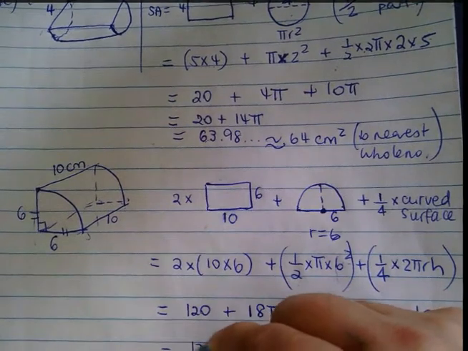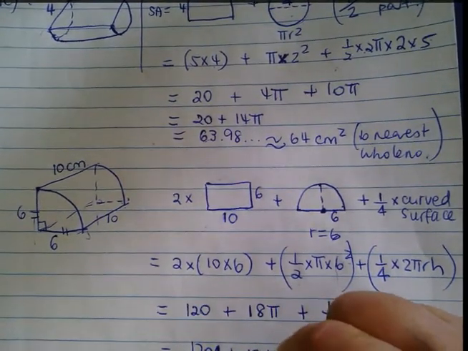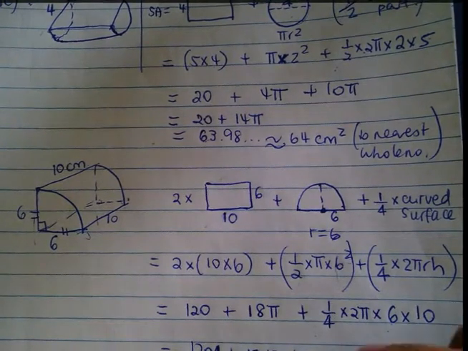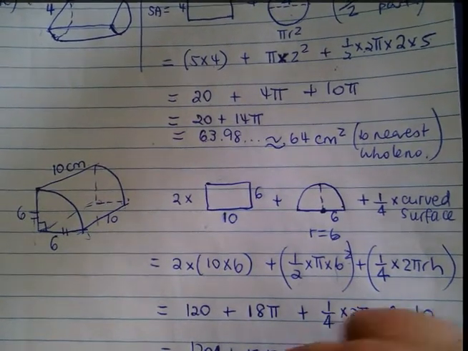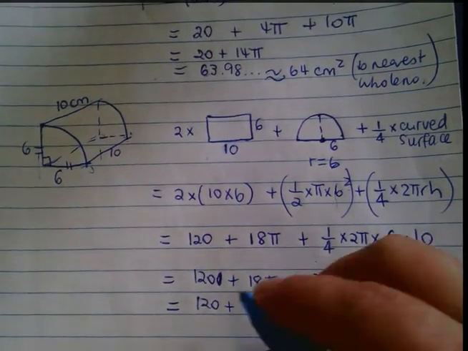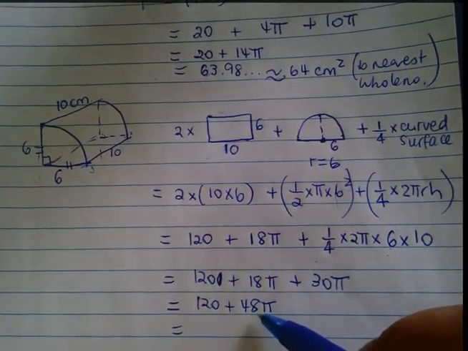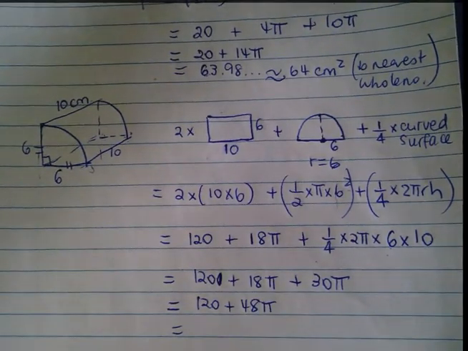So a quarter times 2 pi times 6 times 10. So I've got 120 plus 18 pi plus, all right, girls, a quarter of 120 is 30 pi, 120 plus 30 pi plus 18 pi. 120 plus what? 48 pi, beautiful. That's roughly 50 times 3, roughly. That's about 150. 270. What do you get?